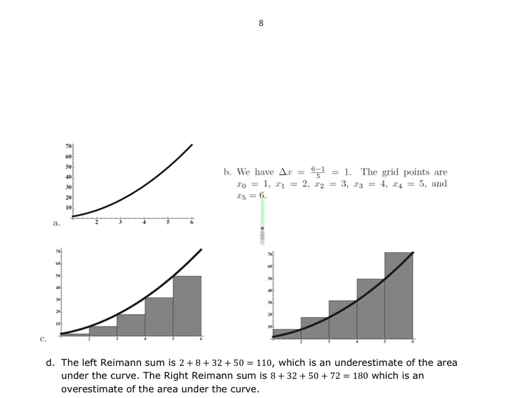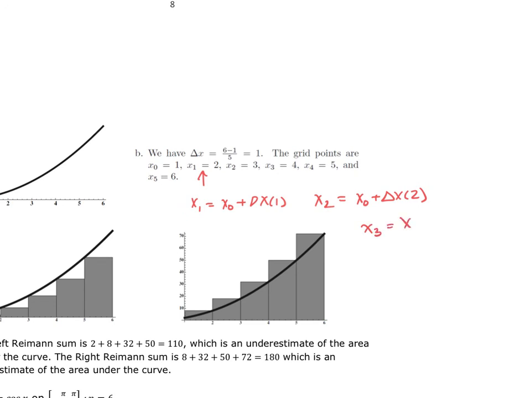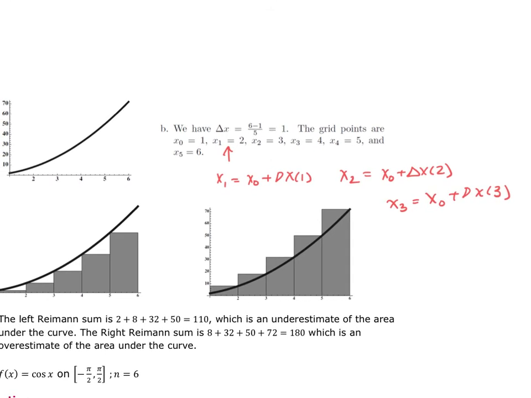Now, I want to find my height. My grid points are going to be x sub naught being my first one, starting at 1, because I start at 1. Then my next one is going to be my x sub 1. x sub 1 is going to be x sub naught plus my delta x multiplied by 1. Then my x sub 2 is going to be x sub naught plus delta x multiplied by 2. My x sub 3 is going to be x sub naught plus delta x multiplied by 3, and etc. So that's how I get my x sub 1, x sub 2, x sub 3.